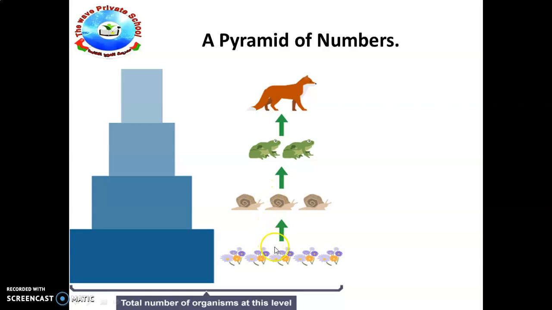According to the number of organisms, we can see the total number of organisms at each level. Here you can see more organisms, that means more plants, than the snails, and then the frogs, and then the fox. By looking at this picture, we can understand that pyramids are shaped in different types depending on the number of organisms in the pyramid.